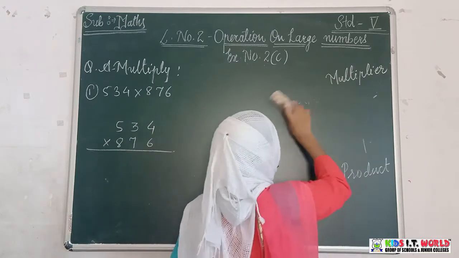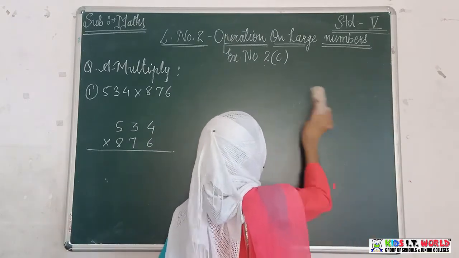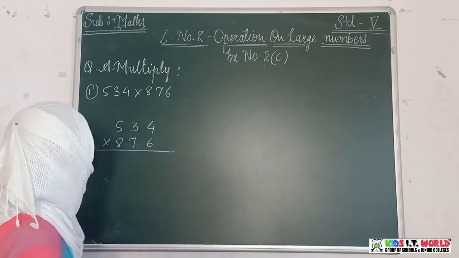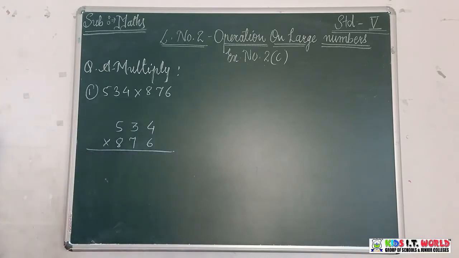Now we will see the example directly from the exercise. Here we are going to start the third exercise. The question is multiply. Here you have to multiply 534 by 876.